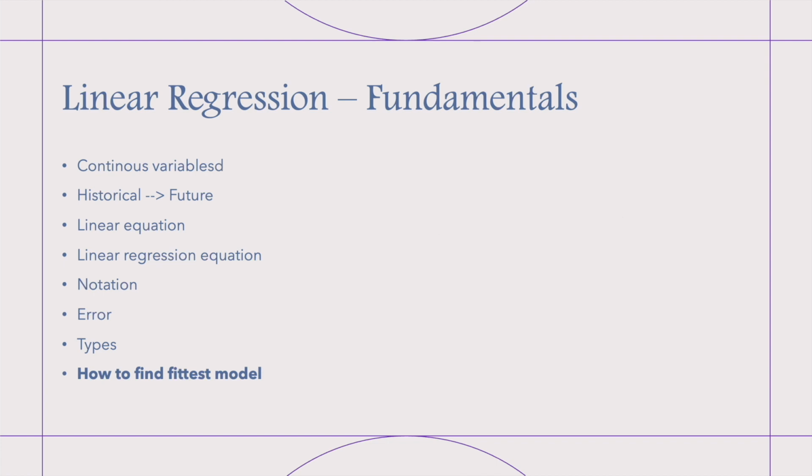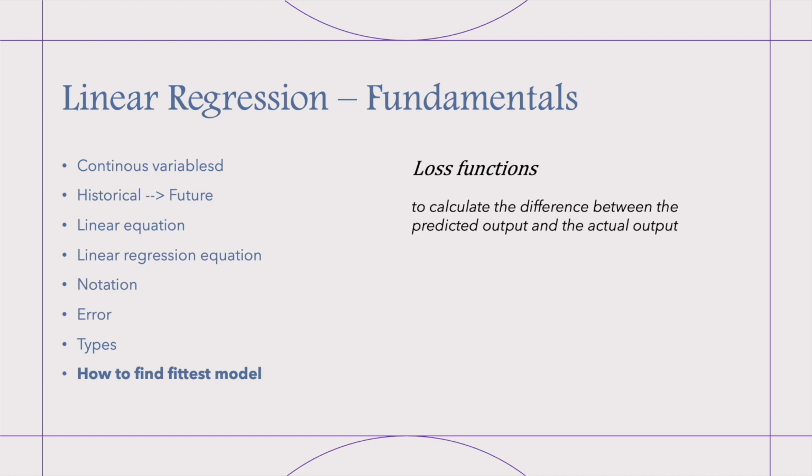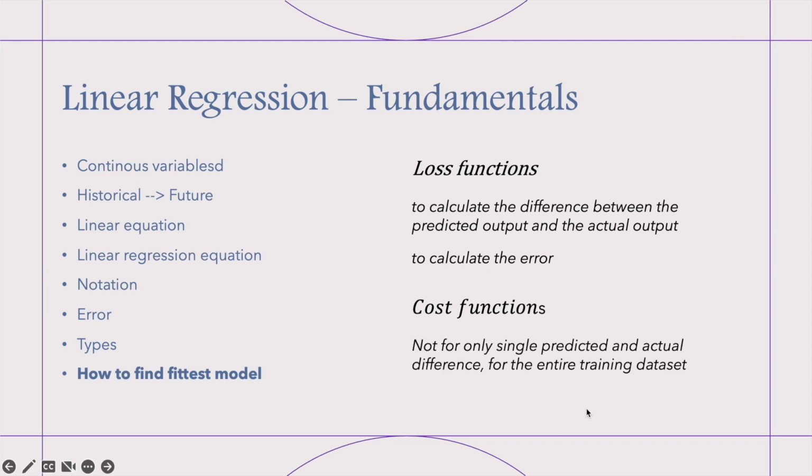So we will use loss functions here. And when you look at the definition of loss functions, you can see that they are for calculating the difference between the predicted output and the actual output, so the error. You can see also there is a cost function, and the cost function is very similar to the loss function, but basically loss function is for single values, but the cost function is for the entire data set. As you see in the definition, not only for single predicted and actual difference, for the entire training data set.